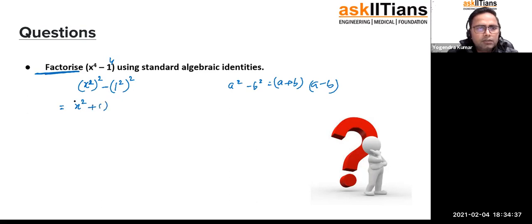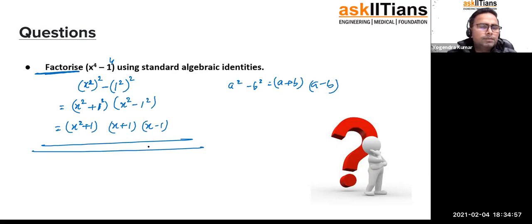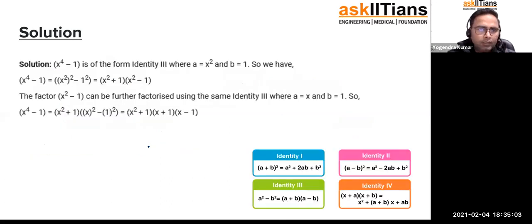So this is what I can write down here using this identity. x square plus 1, which means 1 square but that is 1 only, and x square minus 1 square, right? Now it is x square plus 1. We cannot factorize this further because it is plus, but this other thing can have the identity applied again right here. So x plus 1 and x minus 1. So this is our answer, right? This is how we do it. You can see here.